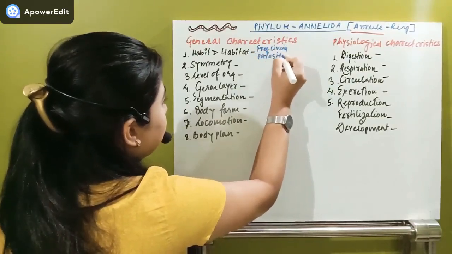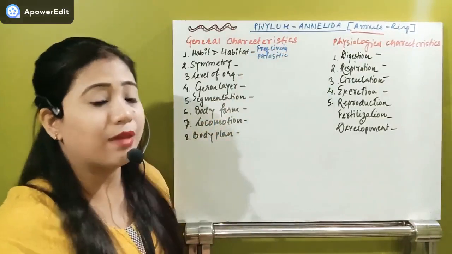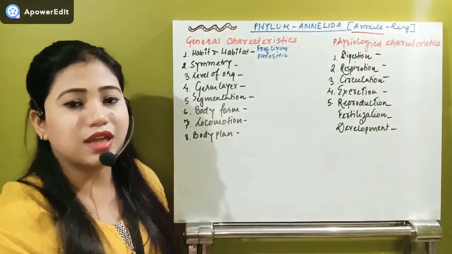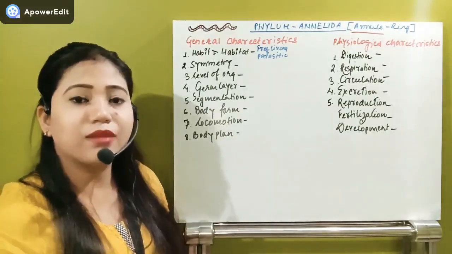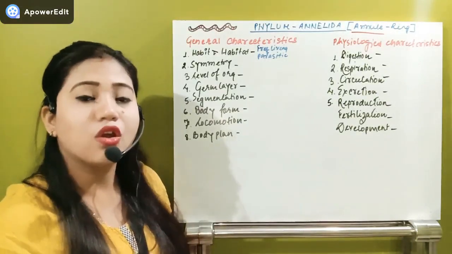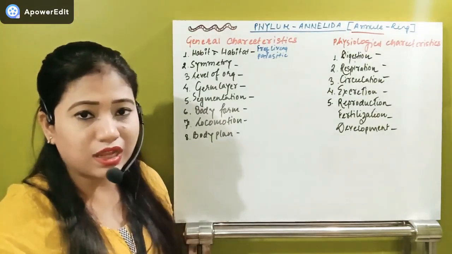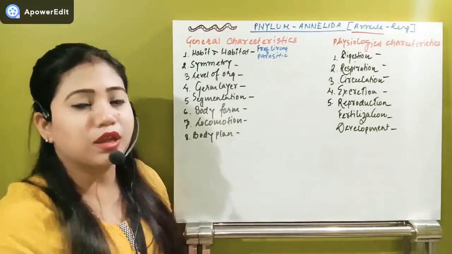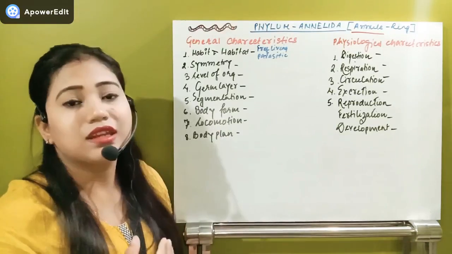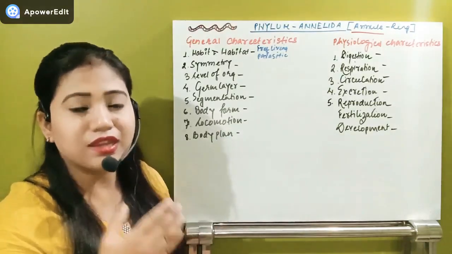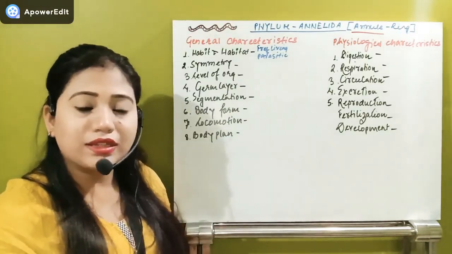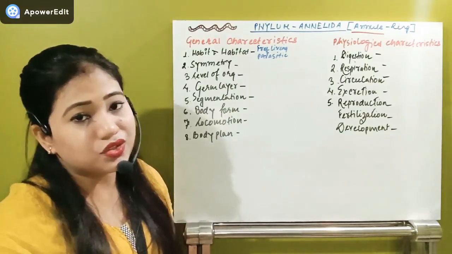The next one, what about habitat? This organism can have all types of habitats. They can be freshwater, like the leech. All of us know the leech, also known as Hirudinaria. It can be marine also. We have one species, Nereis, and the common name is the sandworm. Then it can be terrestrial also.